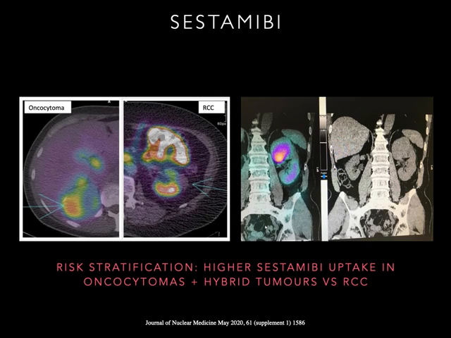The picture on the left, the very well labeled one, is from the paper from the Journal of Nuclear Medicine in May 2020, showing the increased uptake in the oncocytoma. And on the right is the first image we have of the first patient done at the Royal Free using this technique, and we're quite excited about that. It's showing quite a lot of promise. This doesn't necessarily give you the answer, but it helps to risk stratify the patient in terms of operations versus monitoring.